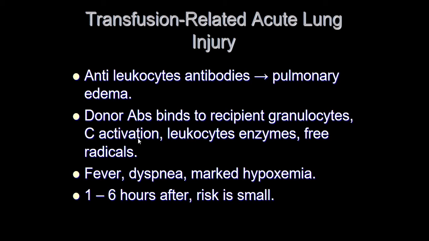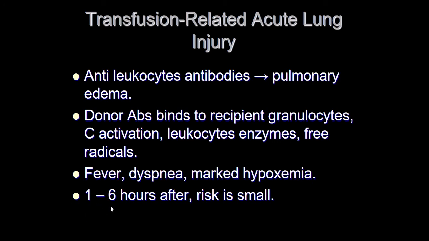Complement will be activated, and the leukocytes will be damaged, and their enzymes will be freed, causing the lung damage. Free radicals, for example. So the destruction of the leukocytes would be responsible for this. So the patient is going to have fever, dyspnea, shortness of breath, and marked hypoxemia. So the PO2 will be so low.